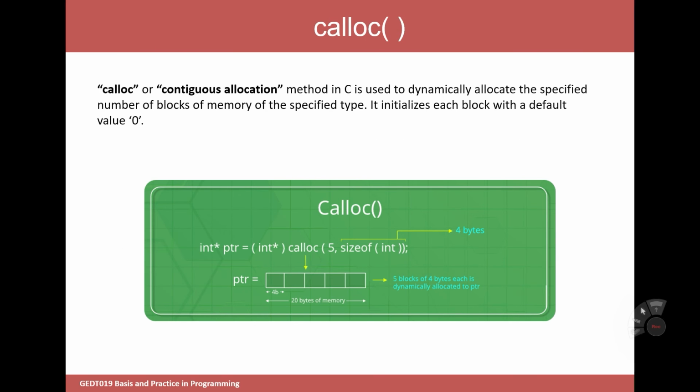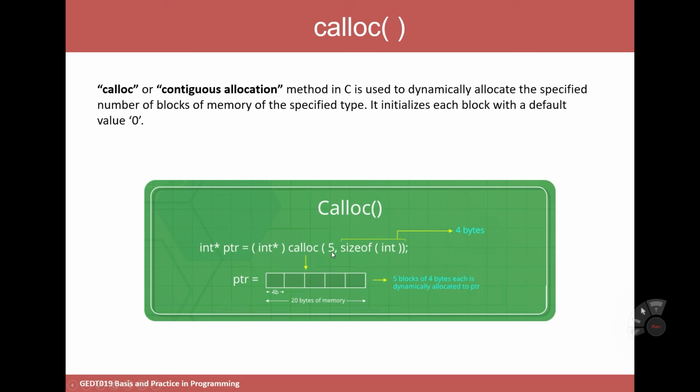Okay, there is another type, the same as malloc. We call it calloc. Calloc means contiguous or continuous allocation. So this one does exactly the same as malloc.